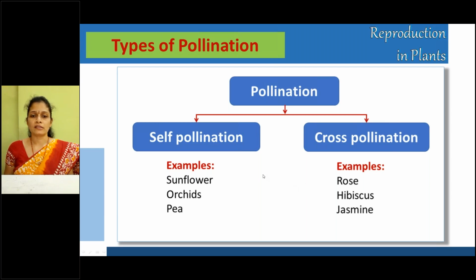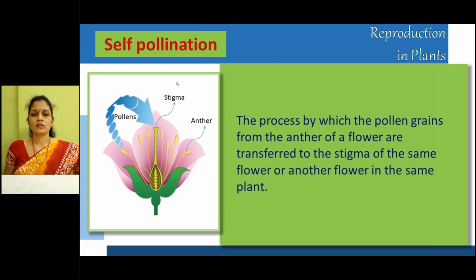Let us learn in the next slide what is self-pollination. What is self-pollination? Self means in its own. In the same flower itself it happens. The process by which the pollen grains from the anther of a flower are transferred to the stigma of the same flower or another flower in the same plant is called self-pollination.